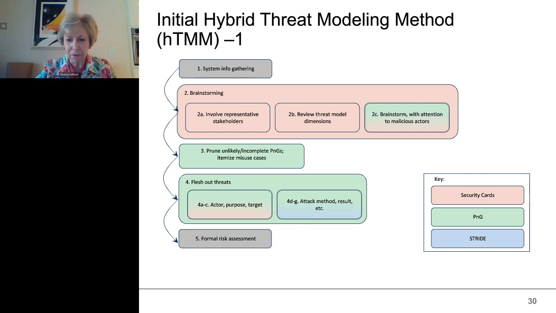We then picked up, and you can see from the key on the right side, security cards is shown in pink, PNG in green, in terms of how it influenced our method, and then STRIDE in blue. So the idea was that we would do some initial brainstorming and then prune the unlikely cases, continue, and come up with a set of threats and scenarios. Now, it's worth noticing that this does not consider mitigation strategies. Mitigation strategies would come in a later step outside of this threat modeling method.